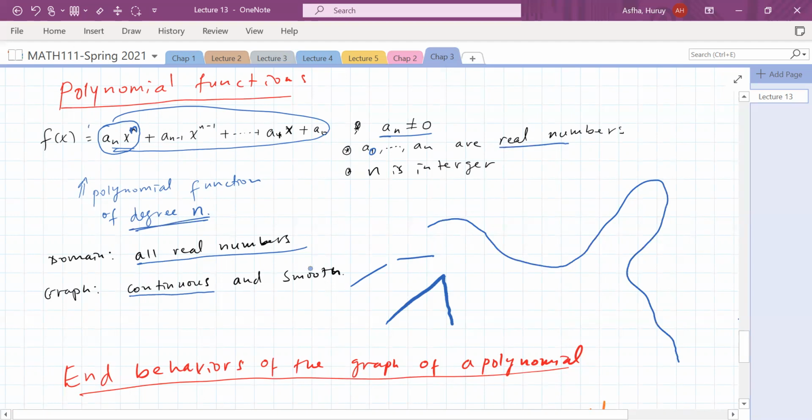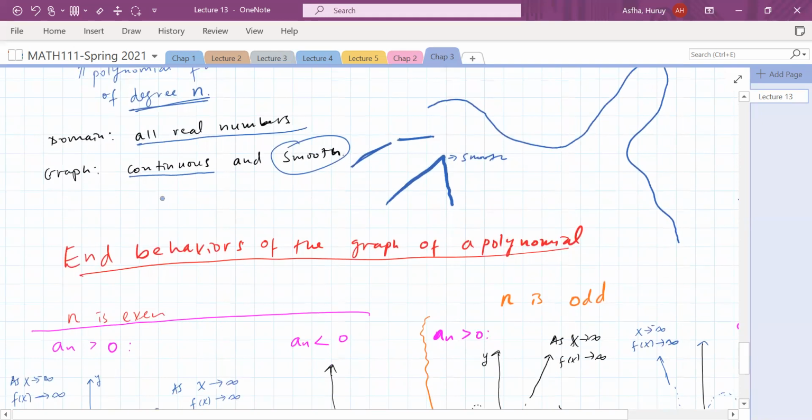So the graph of a polynomial, as we can see from this one, no, sorry, I said this is not continuous, but this is not smooth. Of course, it's continuous, but not smooth. So it has to be smooth, and it has to be continuous for the graph of a polynomial. This one is not continuous because we have a break here. But something like this is smooth and continuous. Therefore, the graph of a polynomial satisfies both of them.